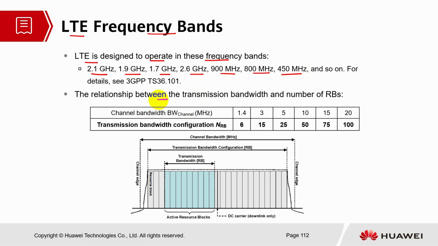So the relationship between transmission bandwidth and the number of resource blocks, RBs. You can see the channel bandwidth: the higher the bandwidth, the more resource blocks can be configured. Let's say we are using 20 megahertz channel bandwidth, the maximum transmission bandwidth we can give is 100 RB, which will be allocated as active resource blocks. And we have dual carrier, which is only for downlink. This is an example from the frame structure on what bands are allowed and the total resource blocks that we can use.